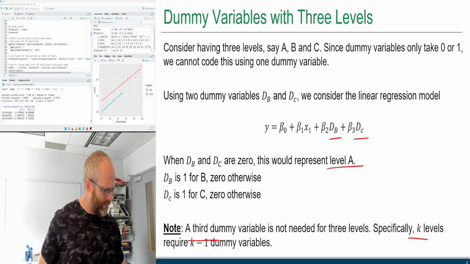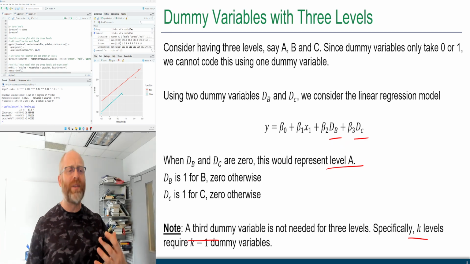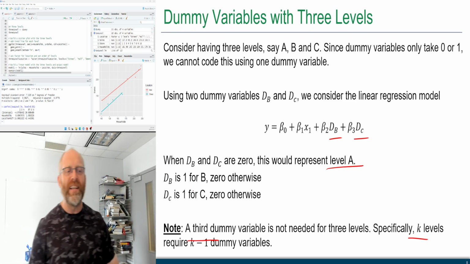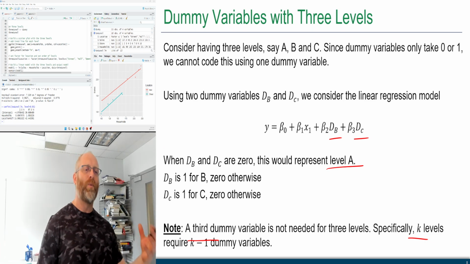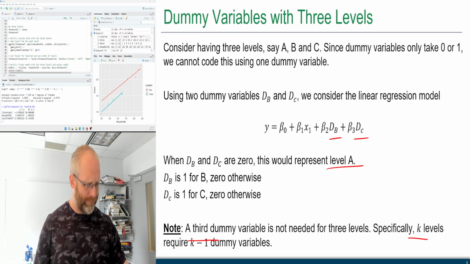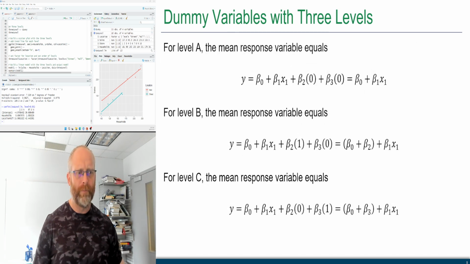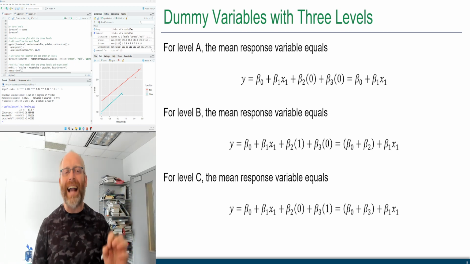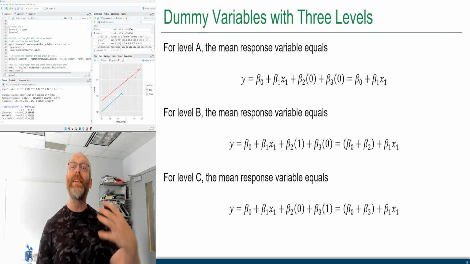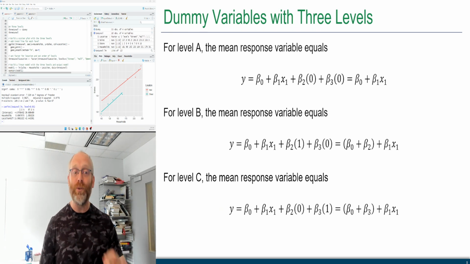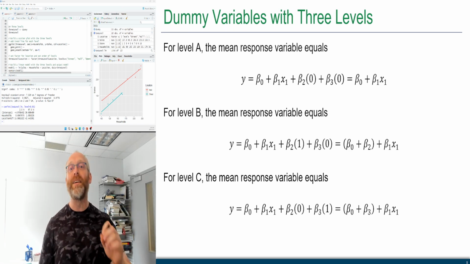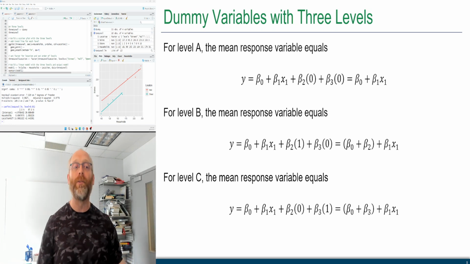All right, so we said when both of those are equal to 0, we get level A. When d sub b is 1, we get a level B. D sub c is 1, we get C, and again 0 for everything else. So how will this look? Well, the idea of it is going to look exactly the same as when we had 2 levels. So when we had 2 levels, we had the same slope, different intercept. That's exactly what we're looking for again here.